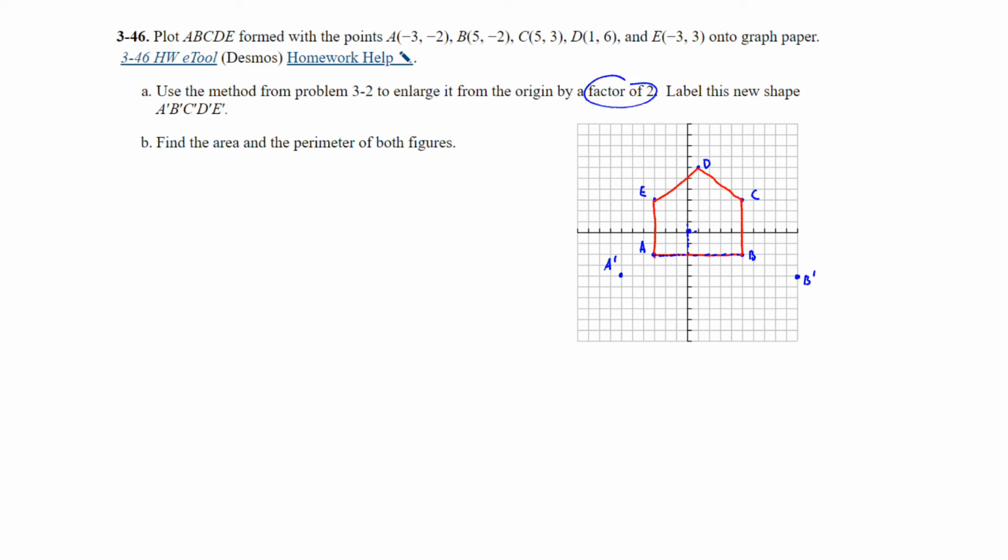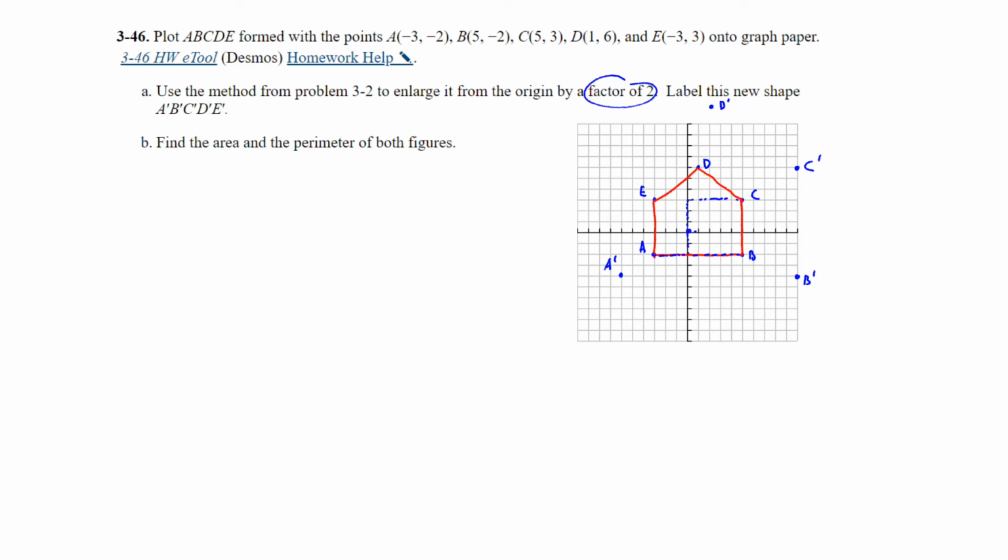Or I guess it doesn't matter, but we can go up 3 and to the right 5. So we'll go up 3 and to the right 5 again, and there's C prime. For D, we're going up 6 and over 1. If we went up 6 again and over 1, that one's going to be off my grid paper, but that would be what appears to be a 2, 12.